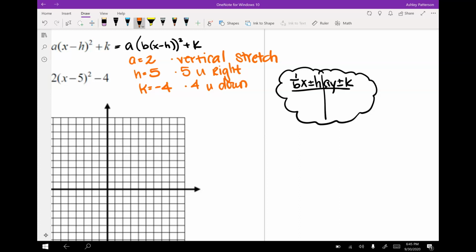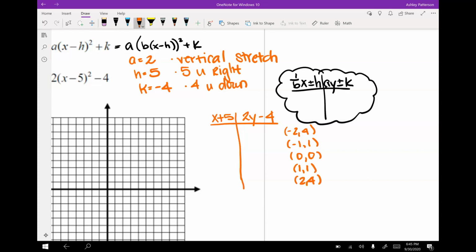Our b value is 1, so it's just x plus 5. And then a is 2, so 2y minus 4. Now on my screen, you can't see the parent function points, and I always like to have them just written down so that it's easier for me to substitute them into the chart. So I will always write the parent function points next to the transformation chart. This is a personal preference, absolutely. You do not have to do this.